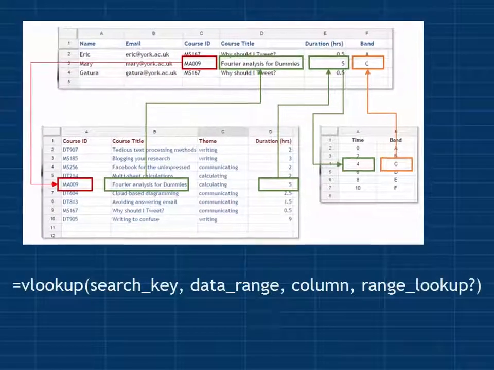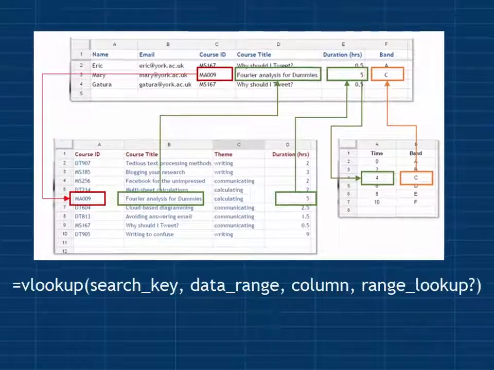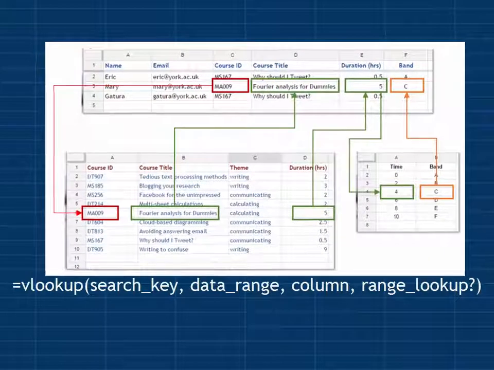So there you have it, two versions of VLOOKUP, one that gives an exact match and one that locates a value in a range.